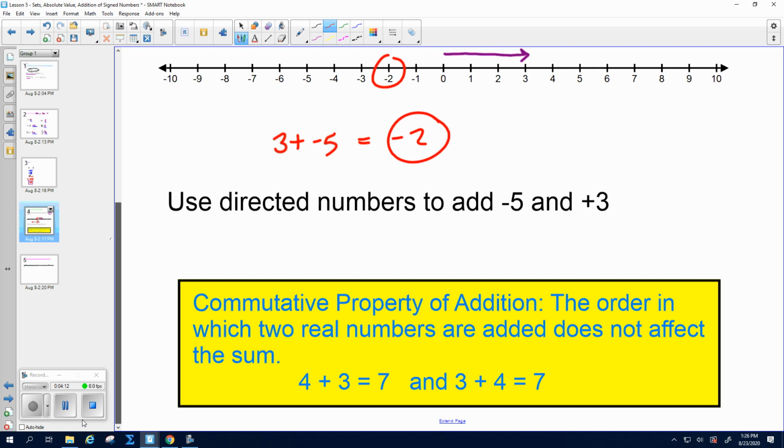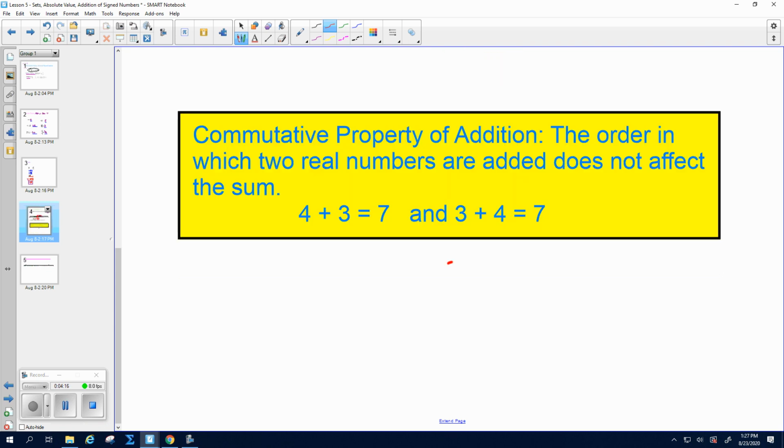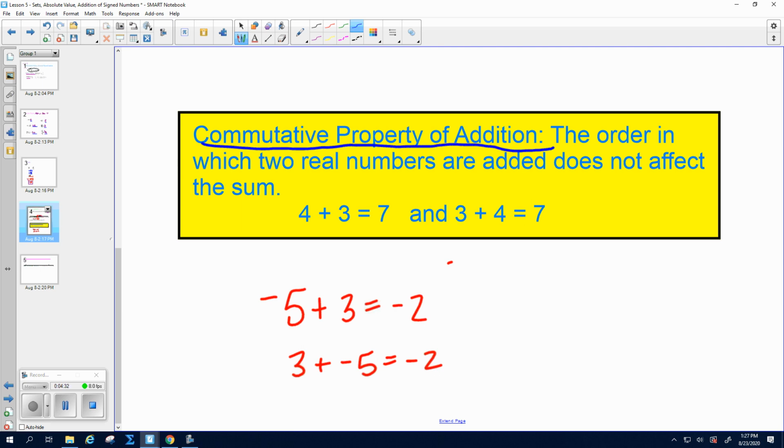Can we add those in either order? Either order. So what's -5 plus 3? That would be -2. What's 3 plus -5? That would be -2. So what property is this? This is called the commutative property of addition. Basically you can add in either order and you still get the same answer.